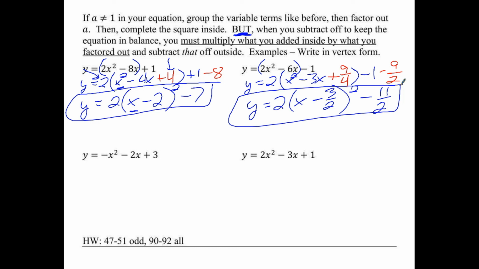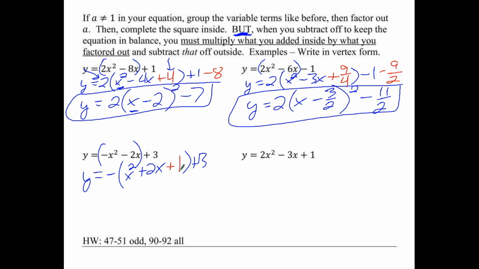Yes, so group your x terms, and what do we see? There's negative, which means it's just going to be x squared. We have to pull the negative out, okay? So y equals negative. And then what are we left with? Plus 2x, right. Okay, and then plus 3. Now, complete the square inside. Yes, half of 2 is 1. Square that, you get 1.